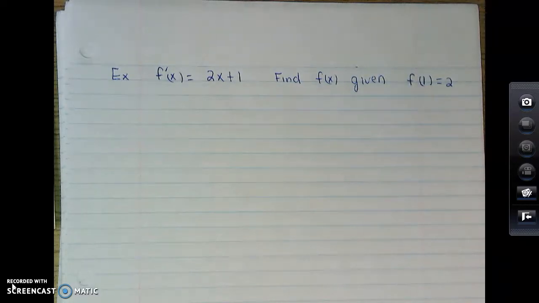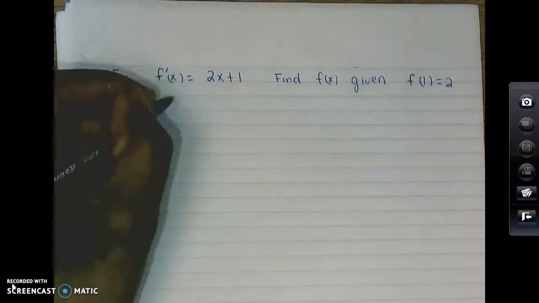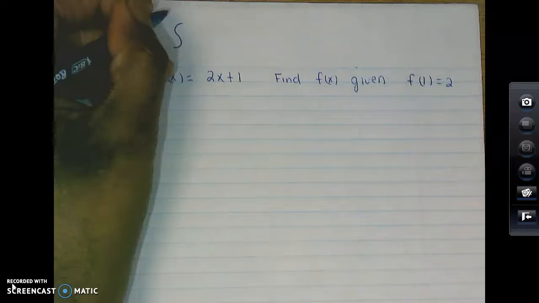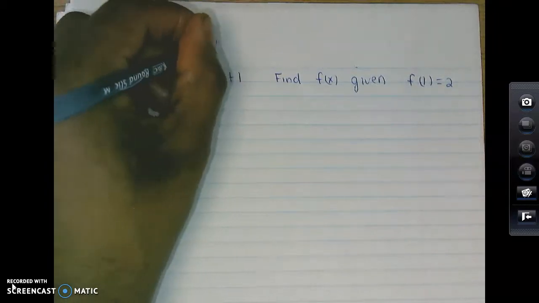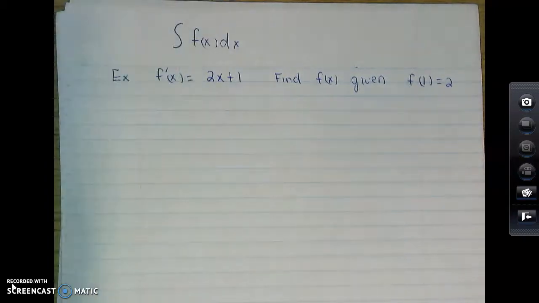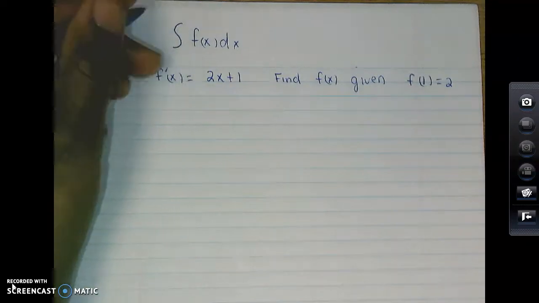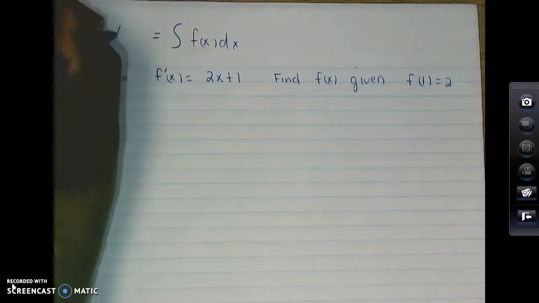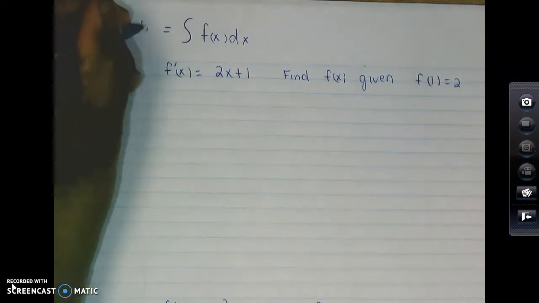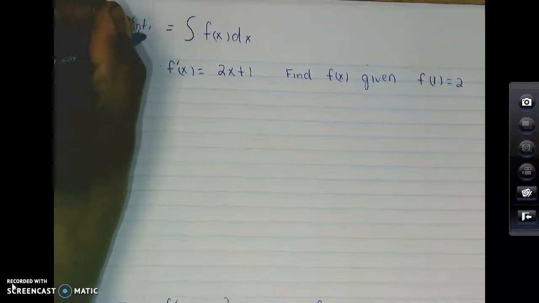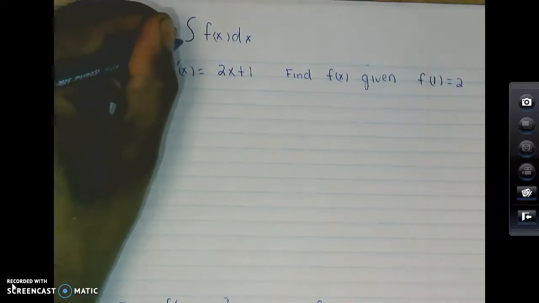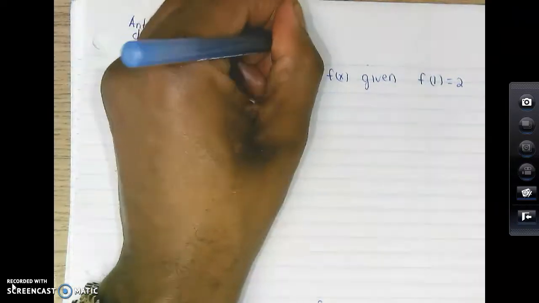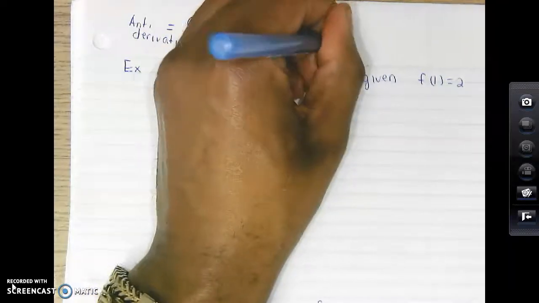f prime of x. Now, I'm going to introduce this notation because this notation is just another way of saying the antiderivative. So if I want to take the antiderivative of a function f of x with respect to x, then this is the notation. It looks like a little squiggly mark or just a large S. And this is how we take the antiderivative, and we call this the indefinite integral.